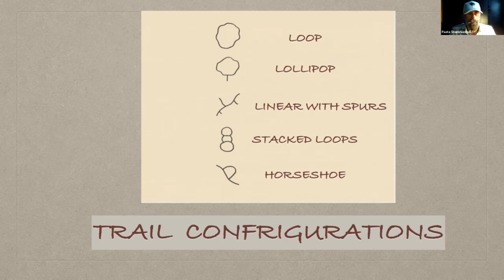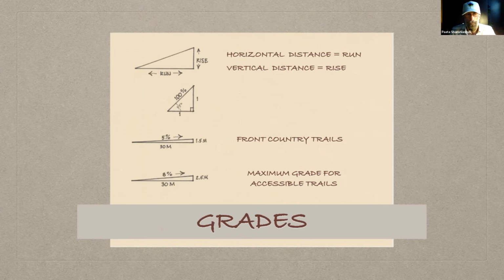Larry, please go ahead. So we've talked a little bit about grades and we've had an introduction, but here's a little more description about the grades. And we discussed running slopes or running segments. And this explains the run is the horizontal distance and the rise is the vertical distance of trails.